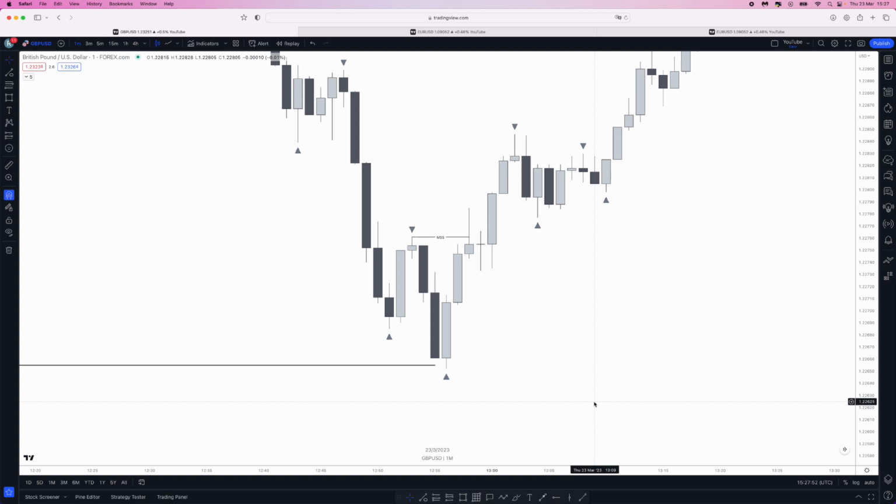Once you have seen a run on, in this example, sell side liquidity, as you can see, this line is sell side liquidity. We've had a run on this. What we've done then is come back up. We've had a market structure shift, and now we would be looking for our entry. So we've got a fair value gap on the bearish side, right there, and we've also got a fair value gap on the bullish side, which would be this one.